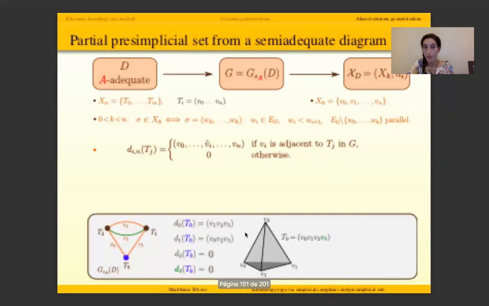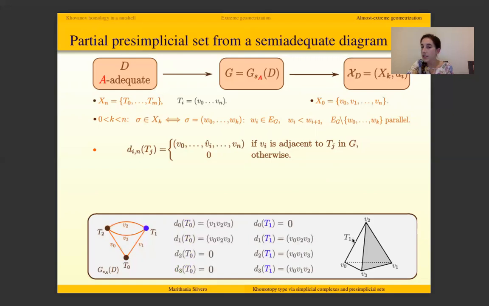If we consider T1, you see that the only edge that is not adjacent to T1 is V0. That is the reason why d0 of T1 is zero, and the other ones are okay. So this is for the differentials of Xn.